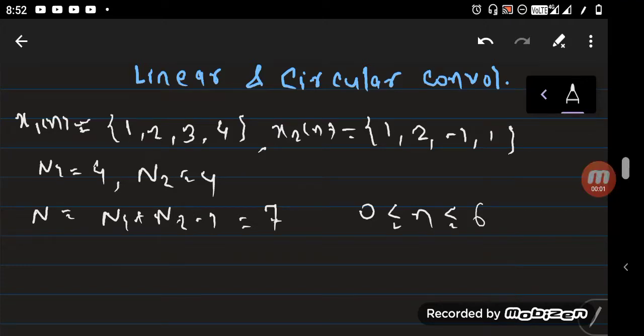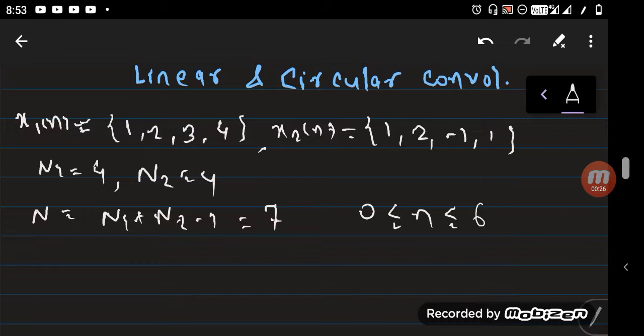Hello guys, in this video we are going to learn a simple way to find linear and circular convolution. First we talk about linear convolution. Suppose we have taken two sequences x1 of n and x2 of n. x1 of n is 1 2 3 4, x2 of n is 1 2 minus 1 1. Suppose for simplicity we have taken both sequences of the same length, which is 4, n1 is 4, n2 is 4.